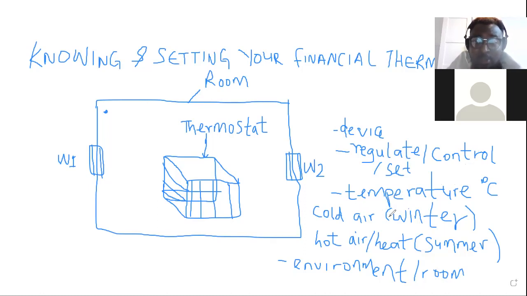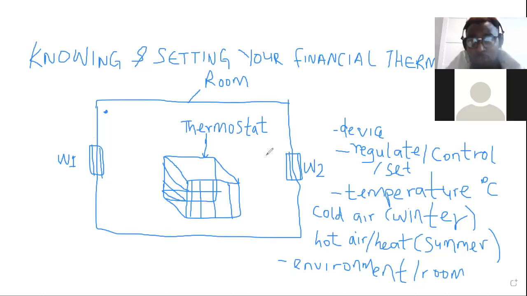Cold air, usually around Europe and some parts of the world like the USA, is encountered in winter. During those moments when the air is intensely cold, we have what we call the winter. Then when we have hot air or heat, we experience the summer season, and during that time it is normally very hot.